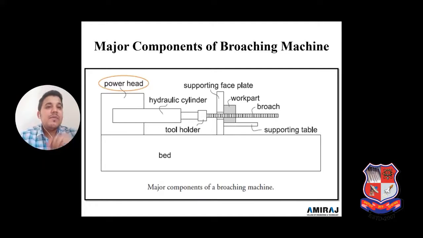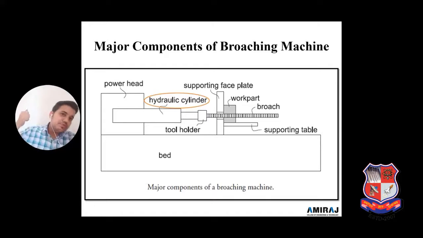So the powered head is one kind of, as we know, the headstock of the lathe machine. Similarly, it works as the head stroke of our broaching machine, and it is particularly equipped with electric motors, gear arrangement, and all other mechanical arrangements. Then a hydraulic cylinder will be there. So particularly the hydraulic cylinder is utilized for the pushing purpose.